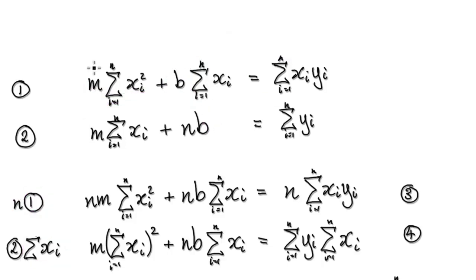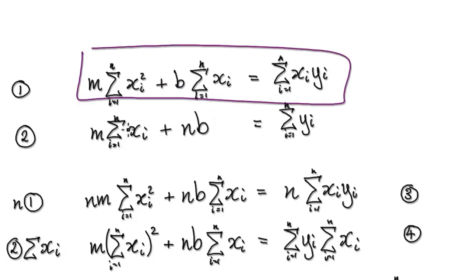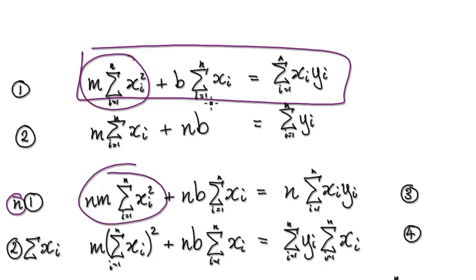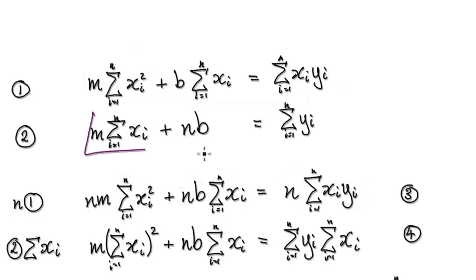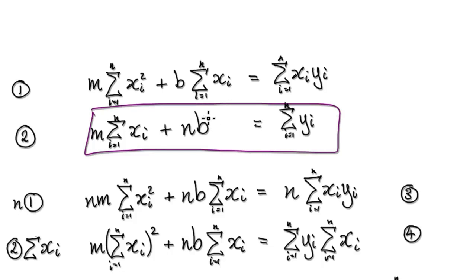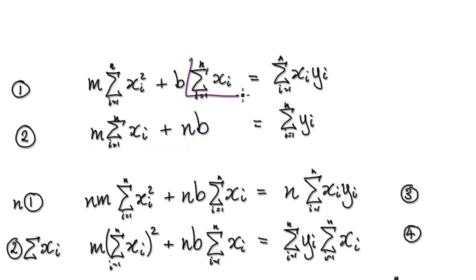So let's start again here. Looking at this, multiply everything by n. So this times n, that will then give us this thing here. This times n, that will then give us this. This times n, that will then give us this. Now looking at this second one, we're trying to eliminate the b here. So multiply everything out by this thing here.